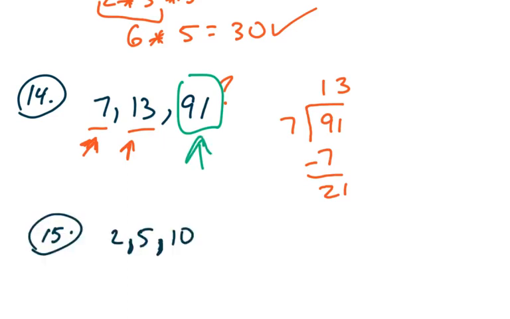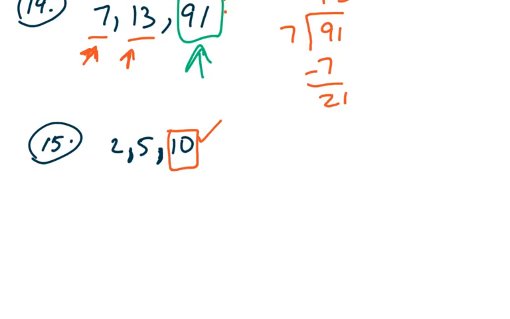Okay, so now let's test 2, 5, and 10, number 15. Well, here it's very similar to the last one. We know 2 times 5 is 10, so the LCM has to be 10. So you use that. Okay, let's try 16.